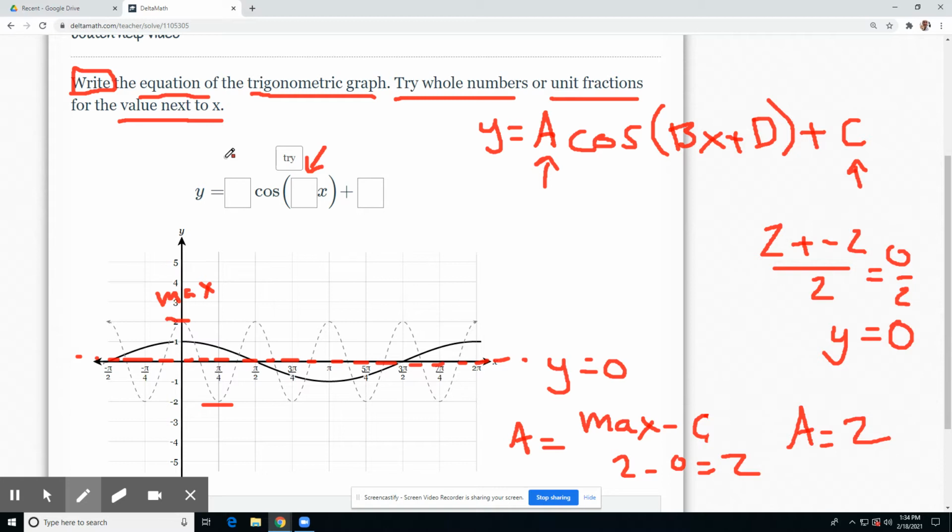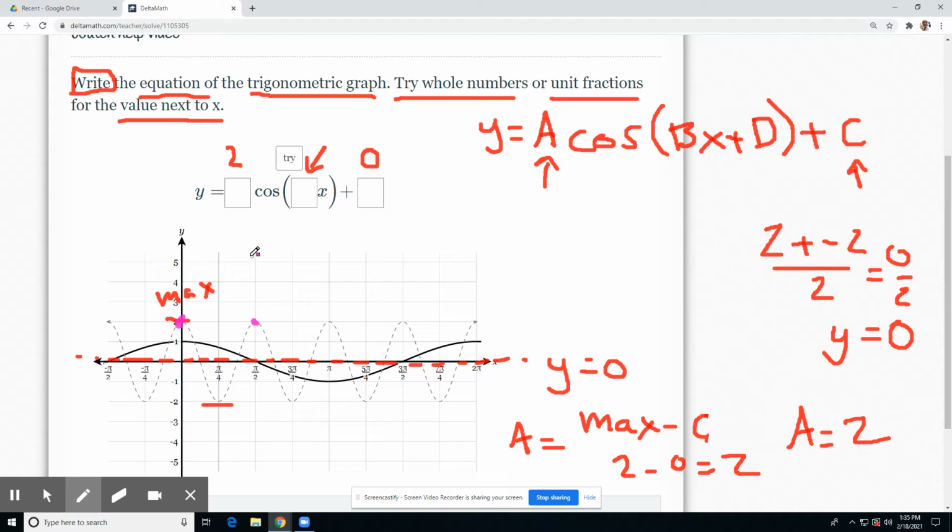Let me just start marking it. So amplitude of 2, midline of 0, and then our period is where it repeats. How long does it take to repeat? Usually we're going to start at the y-axis. So here's our starting point. When's the next time it gets to that spot? So it goes down, it goes up, right there. How long, how far was that?